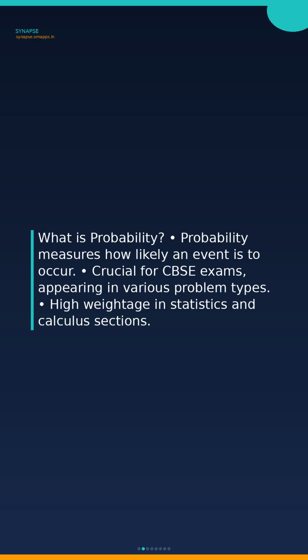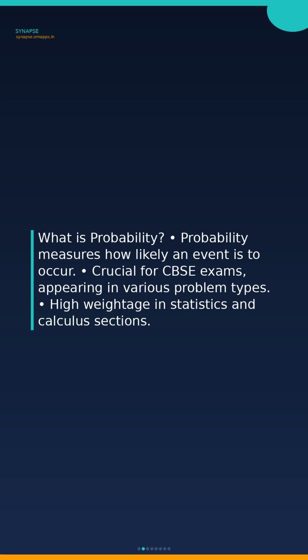Now, let's talk about events and sample spaces. An event is just something that can happen, like flipping a coin and getting heads. The sample space is all the possible outcomes, like heads or tails. To find the probability of an event, you divide the number of favorable outcomes by the total number of possible outcomes. Easy peasy.